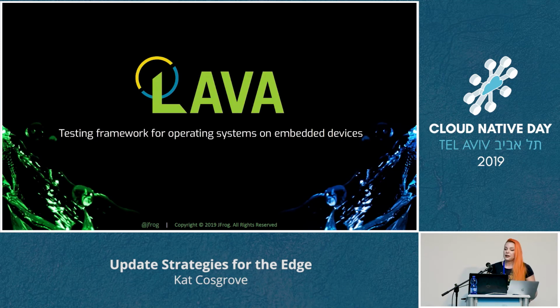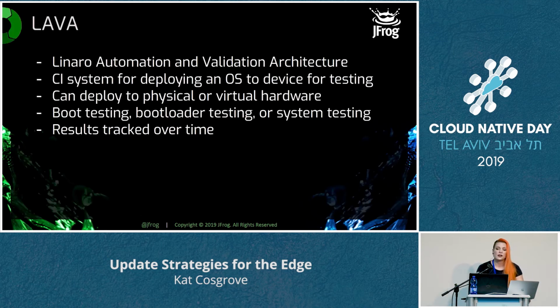We also have LAVA. It's a testing framework for operating systems on embedded devices. It stands for Linaro Automation and Validation Architecture. It's a continuous integration system for deploying systems onto physical and virtual hardware for running tests. It can handle simple boot testing, bootloader testing, or system-level testing. Results are tracked over time, and data can be exported for further analysis. We use this in the lab in Seattle, mostly for device management.